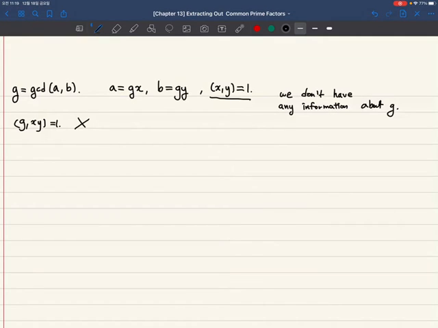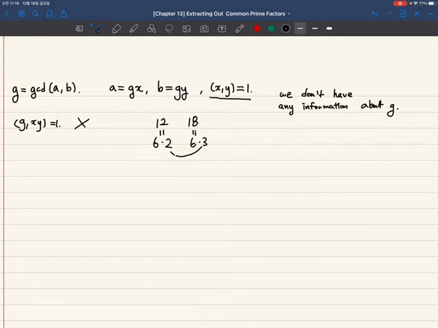There are many examples, such as 12 and 18. The greatest common divisor is 6. It's 6 times 2 and 6 times 3. These two, 2 and 3, are relatively prime, but 2 and 6, and 3 and 6, are not relatively prime.